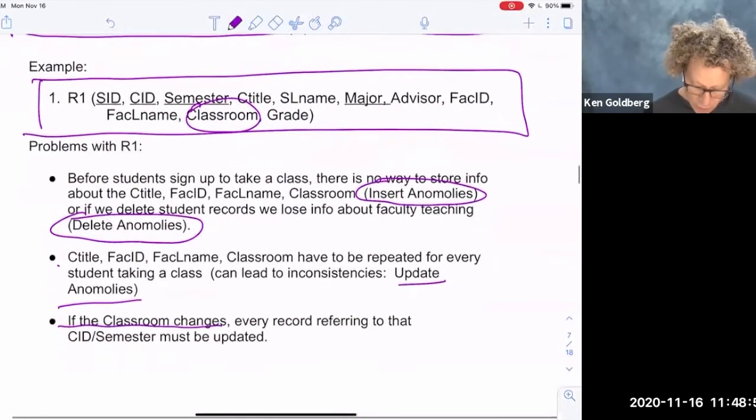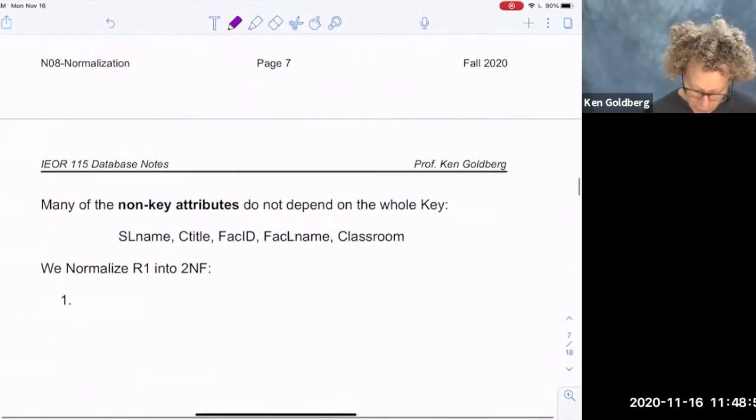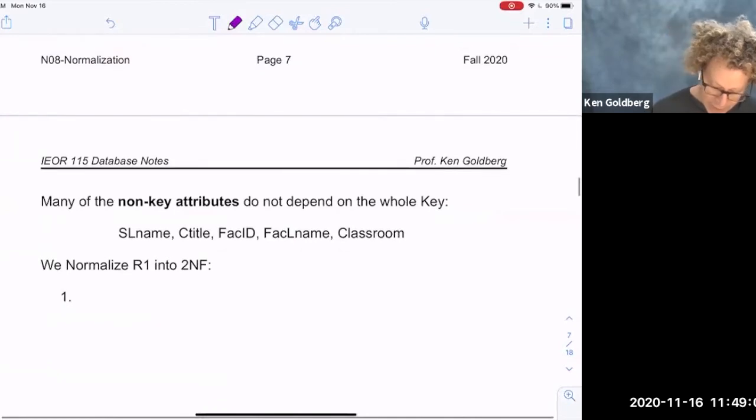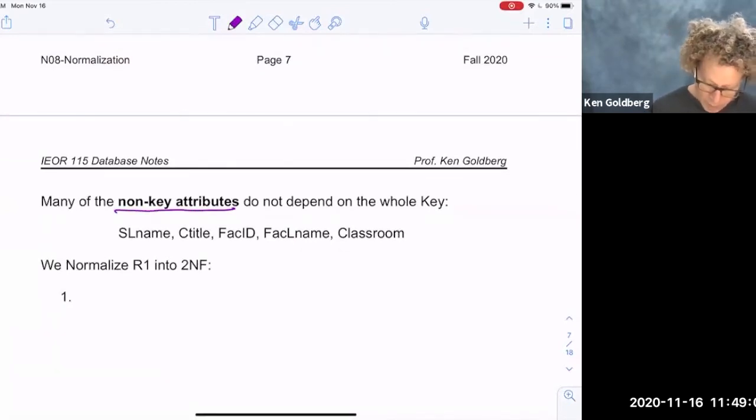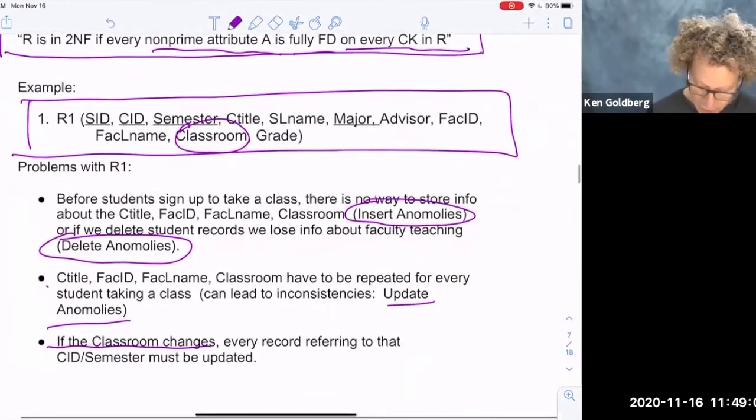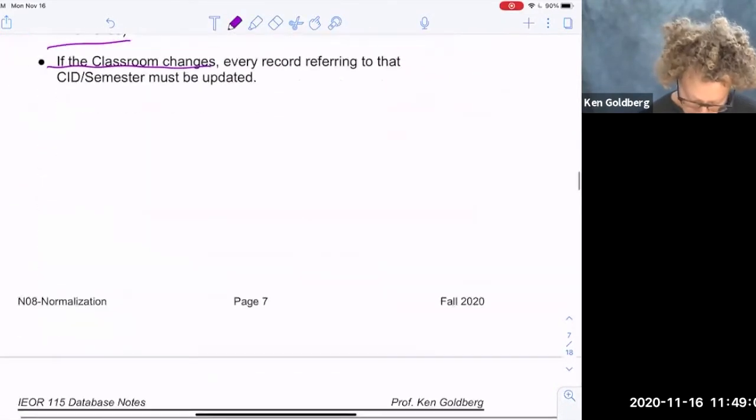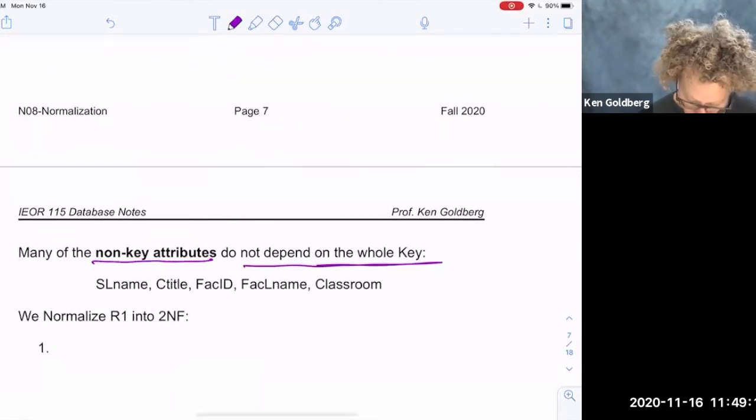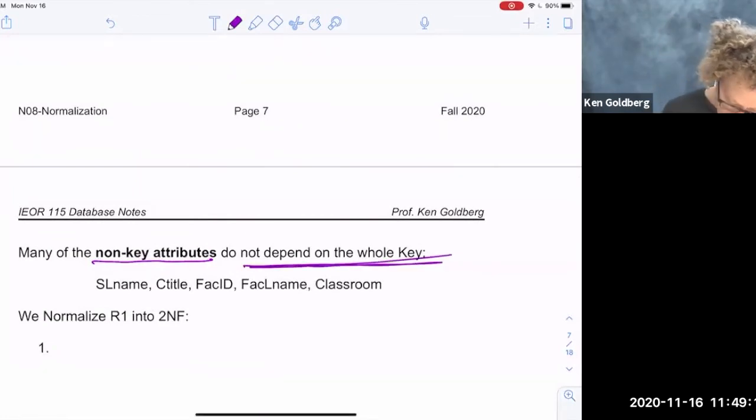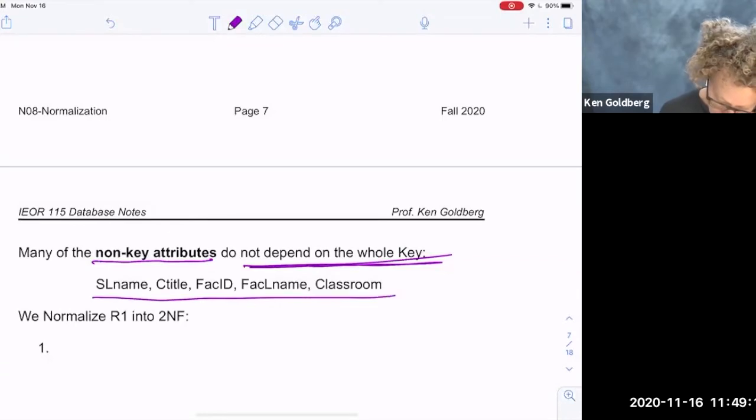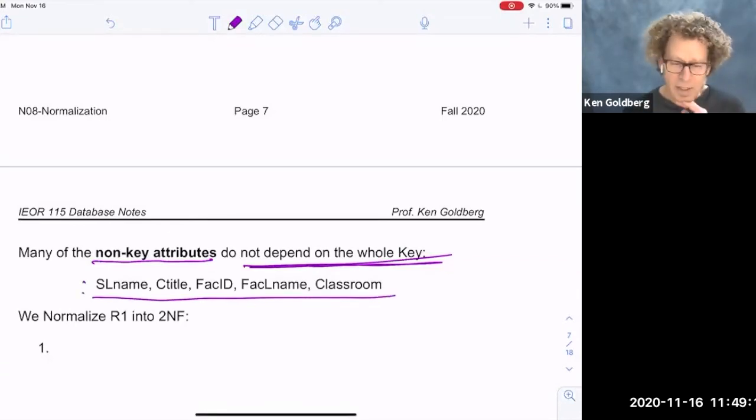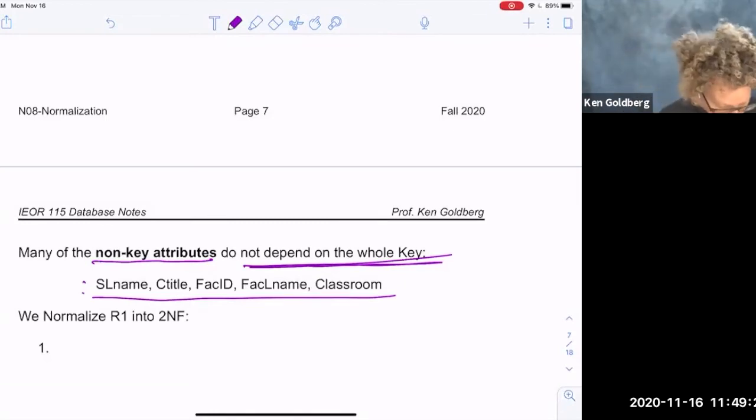All right. The problem here is that many of the non-key attributes, remember the non-key attributes are everything that's not underlined here, do not depend on the whole key. These are the non-prime attributes, and they depend on subsets of the candidate key. These are causing partial dependencies, so I want to get rid of those.